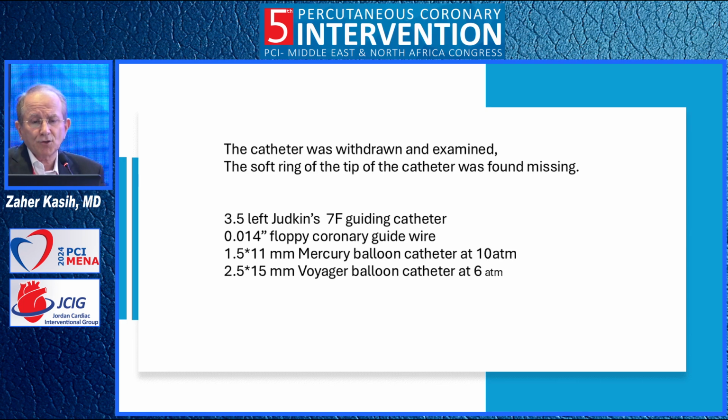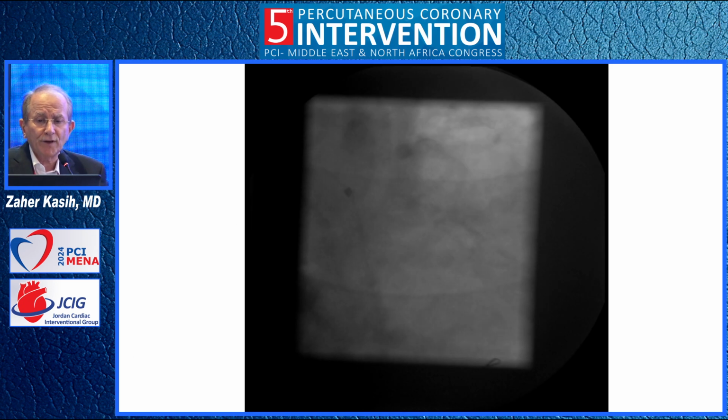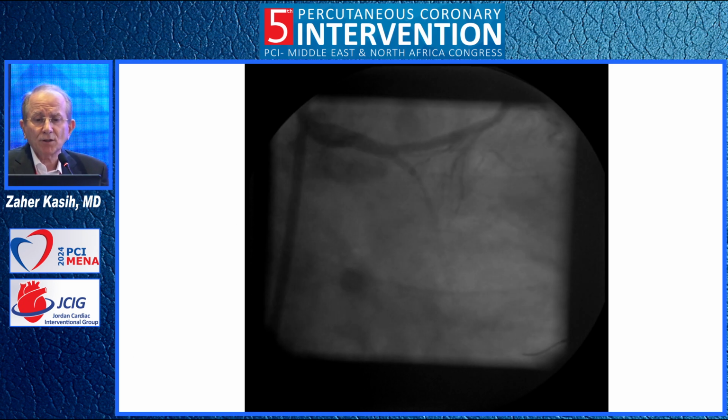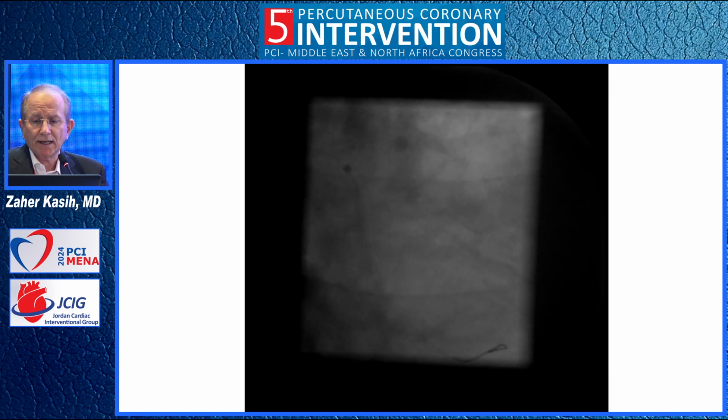So a 3.5 left Judkins 7 French guiding catheter was used with a 0.014 floppy coronary guide wire, and then I tried to pull on that catheter ring using a 1.5 times 11 millimeter Mercury balloon. I went at 10 atmospheres and then higher pressures. I couldn't pull it up, and then I used a 2.5 times 15 millimeter Voyager balloon catheter at 6 atmospheres. And at this moment, actually, we had no flow or minimal flow in the coronary artery.